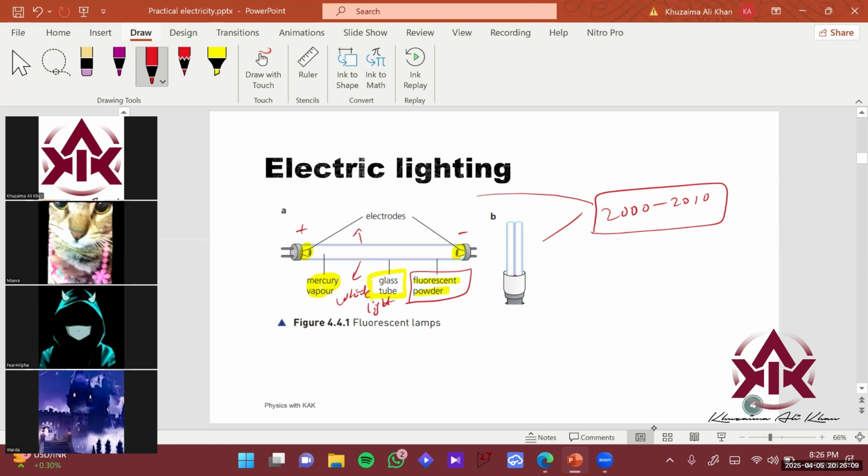Just give me a thumbs up if you have seen these sorts of tube lights or bulbs with your own eyes. I believe you would have seen this. These are not so old. Yeah, you may have seen those. What about Hamza and Varda? Have you seen these bulbs and tube lights? I have seen those. Okay, I believe you would have also seen those.